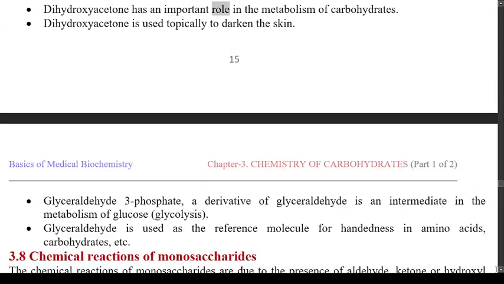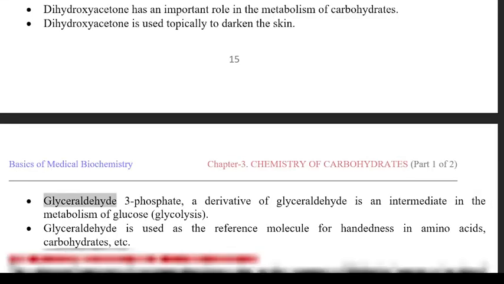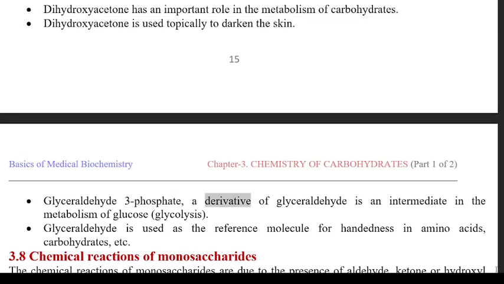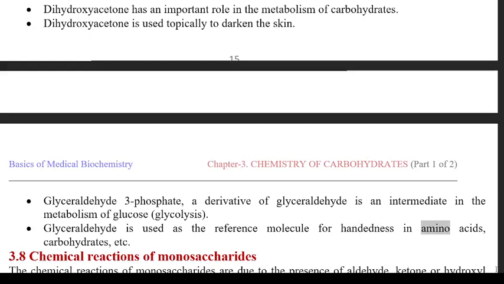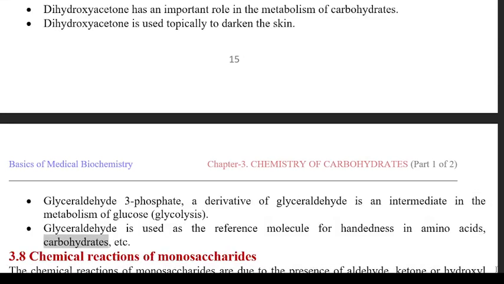Dihydroxyacetone has an important role in the metabolism of carbohydrates. Dihydroxyacetone is used topically to darken the skin. Glyceraldehyde 3-phosphate, a derivative of glyceraldehyde, is an intermediate in the metabolism of glucose, glycolysis. Glyceraldehyde is used as the reference molecule for handedness in amino acids, carbohydrates, etc.